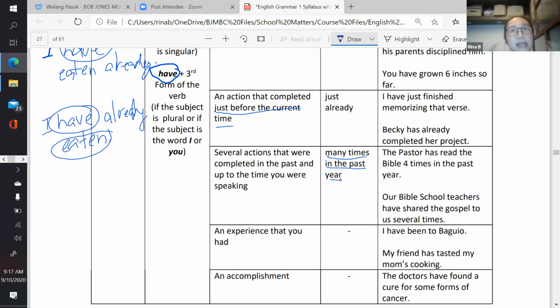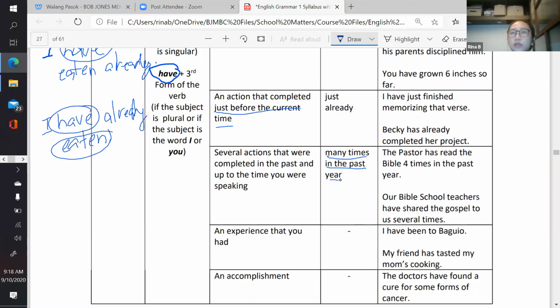You can also use the present perfect tense for experiences that you have experienced. Yeah. So, I have been to Baguio. Pussycat, pussycat, where have you been? I've been to London to visit the Queen. So I have been, because it's an experience that you have experienced. Yeah. My friend has tasted my mom's cooking. Again, no reference of a specific time in the past, but you just know it's done. It's finished. Yeah.